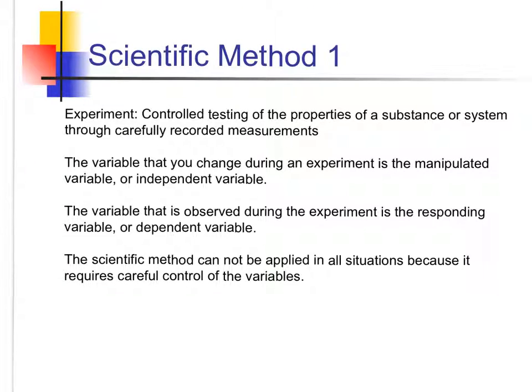So experiments are controlled testing of the properties, so we need to control them as much as we can. We can't control everything in the lab, especially in a high school lab. It's very difficult to control every single variable, and variables are things that can change during the experiment. You have two types: one that's manipulated, one that is responding. The responding variable is dependent upon what you've changed.